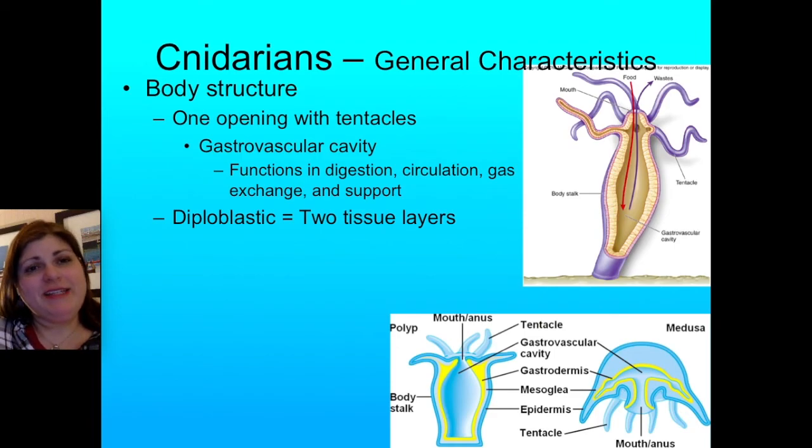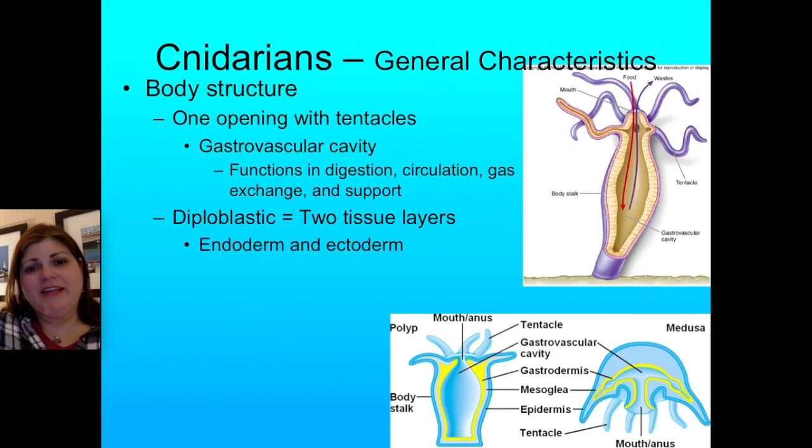Cnidarians are diploblastic, di meaning two, so they have two tissue layers. They have an endoderm and an ectoderm. They lack mesoderm, which is muscle tissue, so cnidarians lack true muscles. They are, however, the first group to have true tissues. Remember, sponges don't have true tissues.